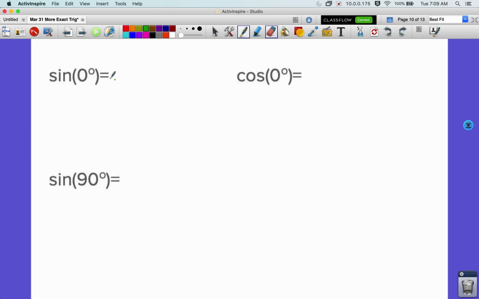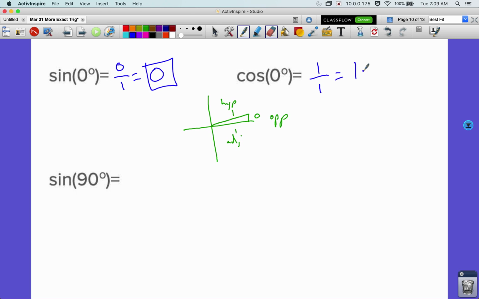Okay, a few more. Sine of 0, cosine of 0. Let's draw that one. That would be a flat triangle over here. 0, 1, and 1 for hypotenuse, adjacent, and opposite. Sine is opposite over hypotenuse equals 0. Cosine is adjacent over hypotenuse equals 1.